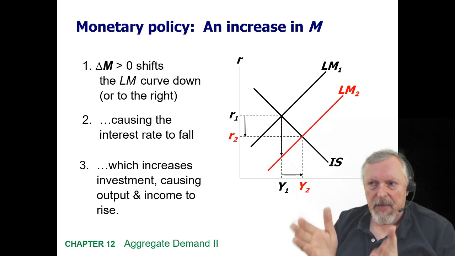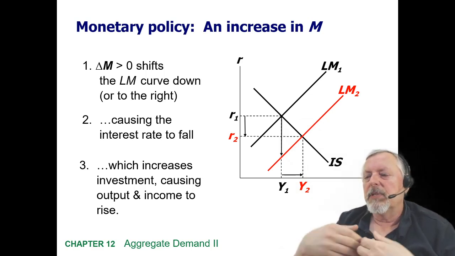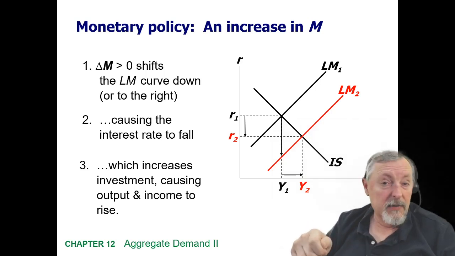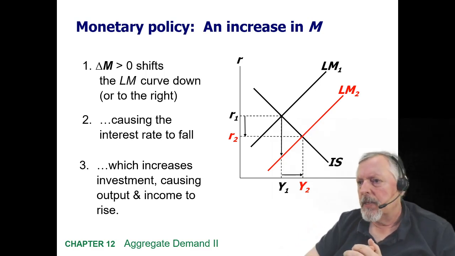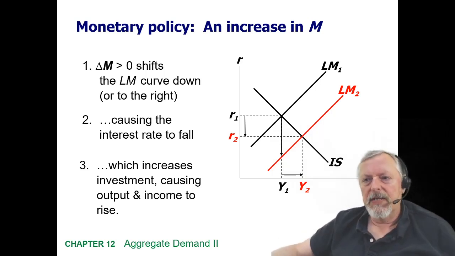So if everyone wanted to put their money in bonds, you'd be able to sell all the bonds you would need to finance your investment project while paying a lower interest rate. That's how it works. So the interest rate falls. That causes investment spending to rise, which causes output to go up.